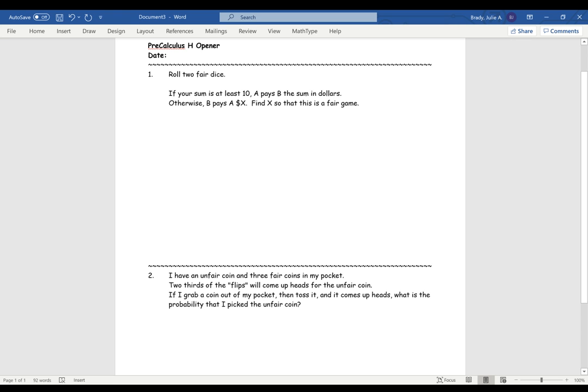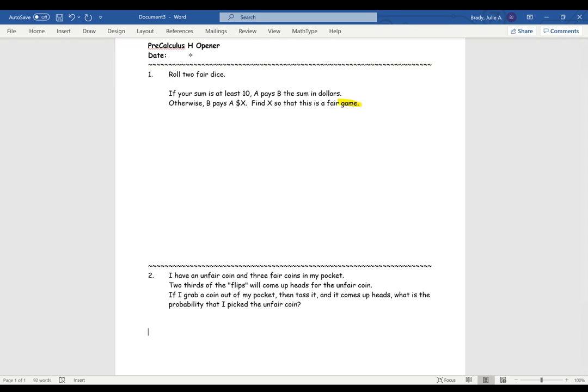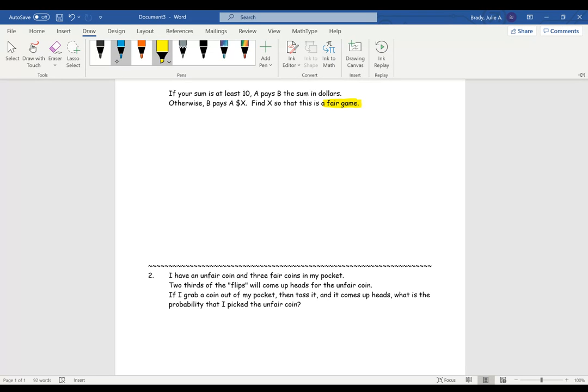Okay, let's do one more with this idea about fair. And so, how do you know if something's a fair game? It means that A and B should come out the same over time.